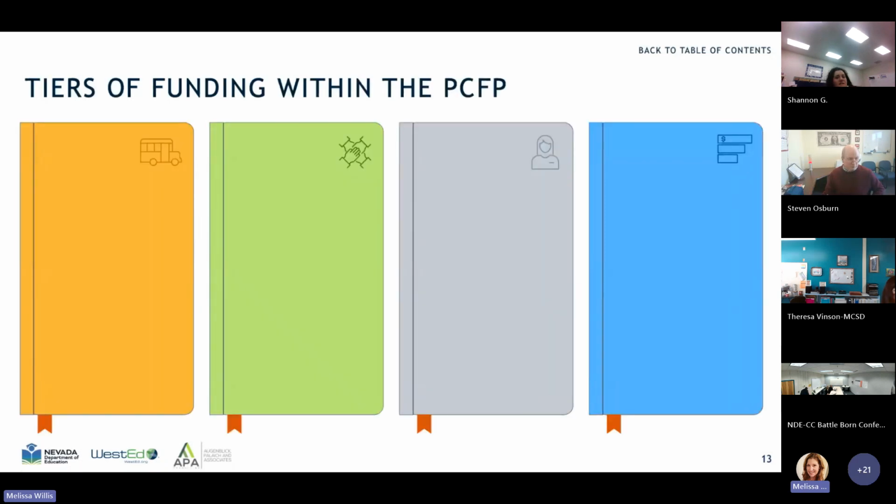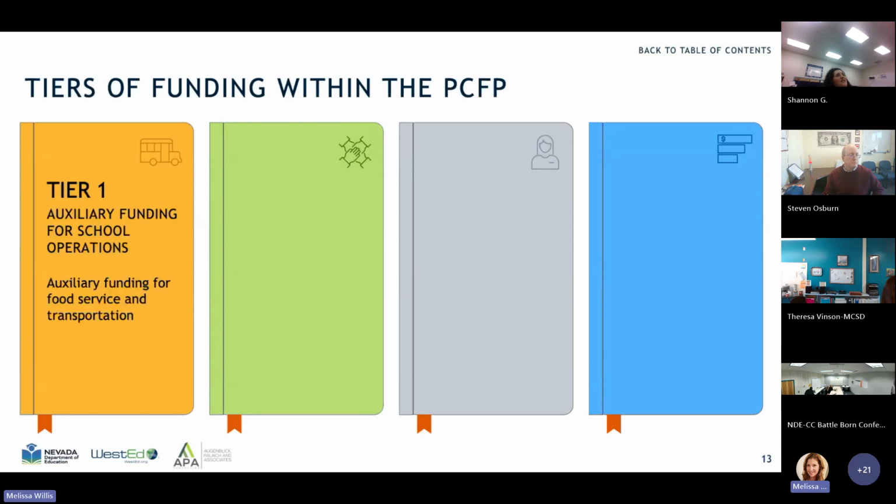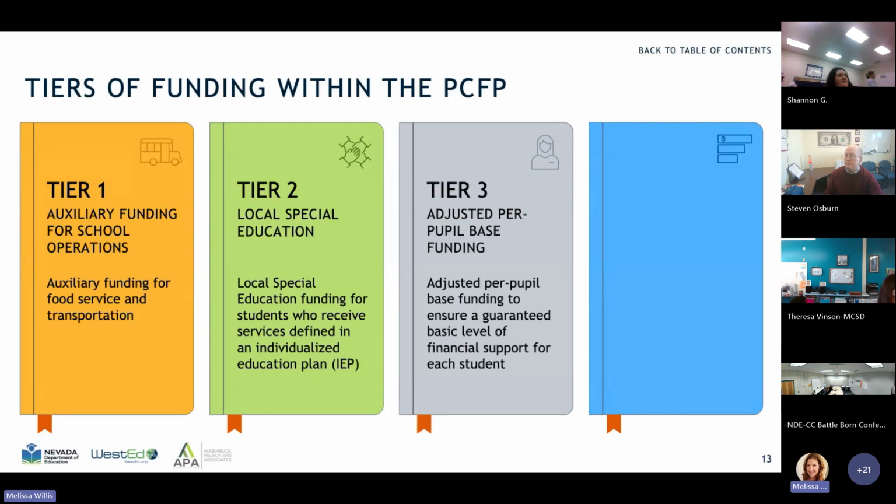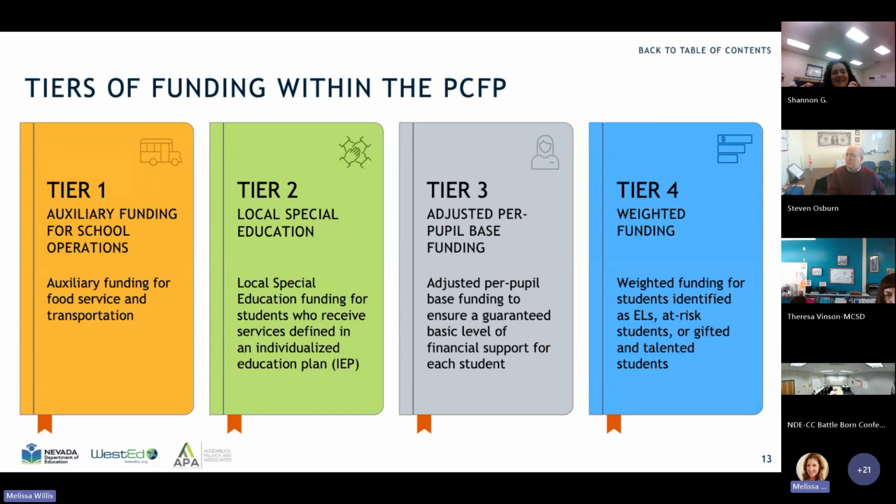Funding for education under the PCFP has been divided into 4 primary tiers. First, Tier 1, auxiliary funding for school operations, such as food service and transportation. Tier 2, local special education funding for students with IEPs. Tier 3, adjusted per pupil base funding for each student to ensure a guaranteed basic level of financial support for each student. And Tier 4, weighted funding for students identified as English learners, at risk, and gifted and talented.